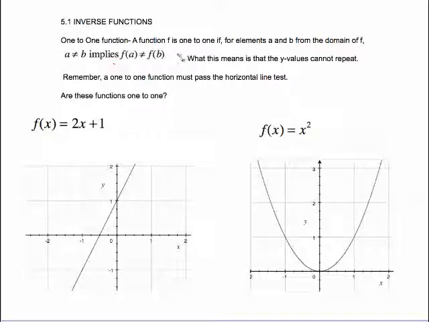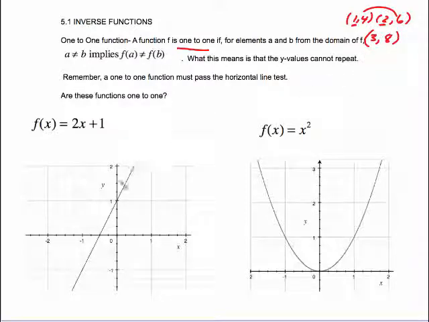A function f is called one-to-one if, for elements a and b in the domain of f, a not equal to b implies f of a not equal to f of b. And what that means is, say we've got a bunch of ordered pairs. Let's say (1, 4), (2, 6), (3, 8). If a is not equal to b, meaning if the x values are not equal to each other, then the y values cannot be equal to each other either.